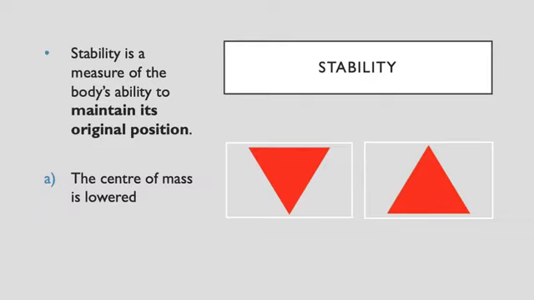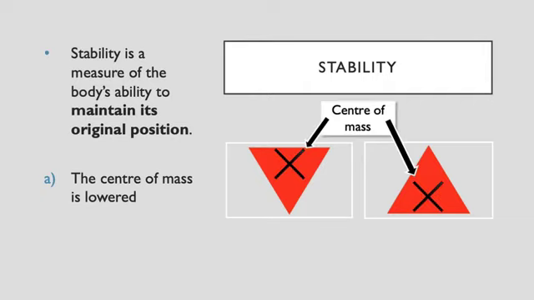So we've said stability is a measure of the body's ability to maintain its original position. So the centre of mass, if we lower that, then that will change the stability. So on the left-hand diagram of the triangle, the centre of mass is quite high, but on the right-hand one, the centre of mass is quite low. And which one's going to be more stable? Which one's going to be able to maintain its original position easier? Well, yeah, it's the one on the right with the lower centre of mass.